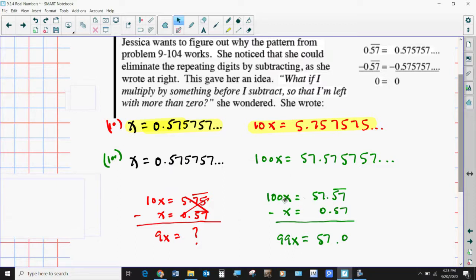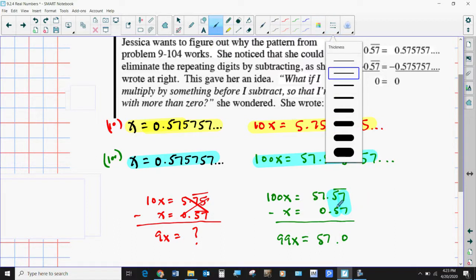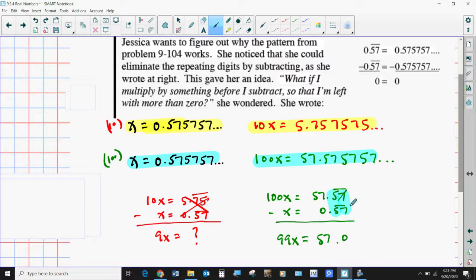However, look what happens when I multiply by 100. I take these two and stack them up, and 100x minus x is 99x. And here we do get every one of those digits lining up. So 57.57 repeated minus 0.57 repeated. Oops, they're supposed to be repeated. Let me go ahead and fix that. There. All the way going back to infinity, every single one of those will cancel out, just like each one of these canceled out.